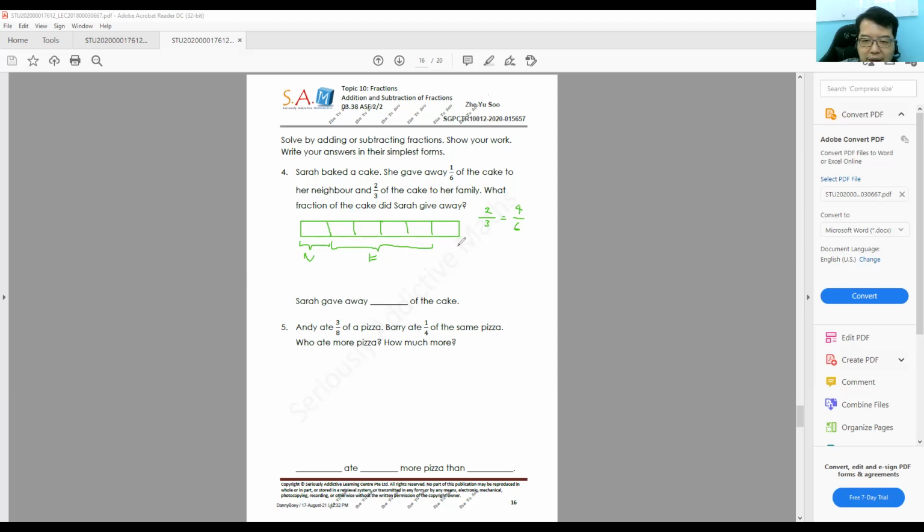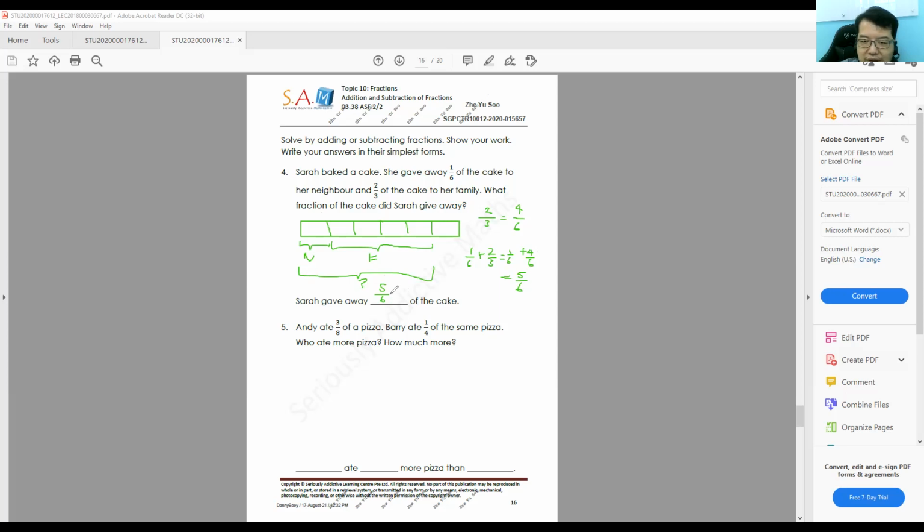All right, so let's think about this. Is this an addition or subtraction question? What fraction of the cake did Sarah give away? This is the giveaway, so I should put a question mark here. Yes, it is addition. So what you're adding is 1 out of 6 plus 2 out of 3, which is the same as 1 out of 6 plus 4 out of 6. And the answer is 5 out of 6. So Sarah gave 5 out of 6 of the cake away.